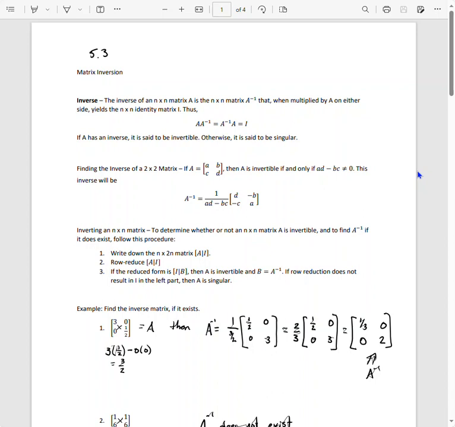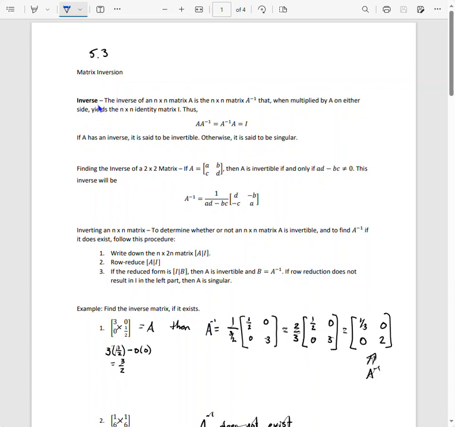Hello and welcome to Matrix Inversion. So now we're going to talk about how to take the inverse of a matrix and why we would want to do such a thing. This is section 5.3 for those of you taking the class at UTEP.